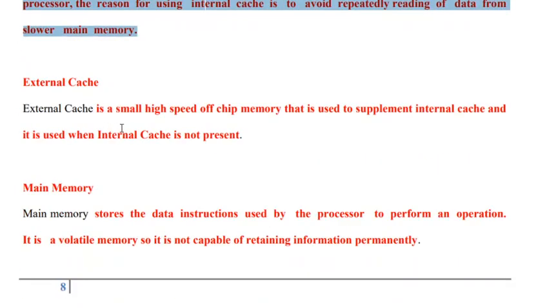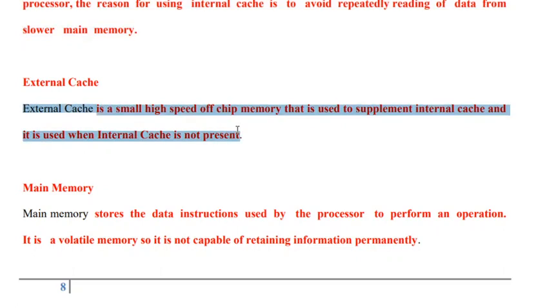Now likewise we have external cache. External cache is a high speed off-board memory that is used in order to supplement internal cache. So this is the purpose of external cache. It is a small high speed off-chip memory that supplements internal cache, and it performs the role of internal cache when internal cache is not present.